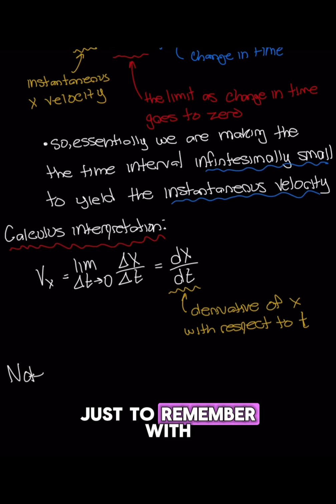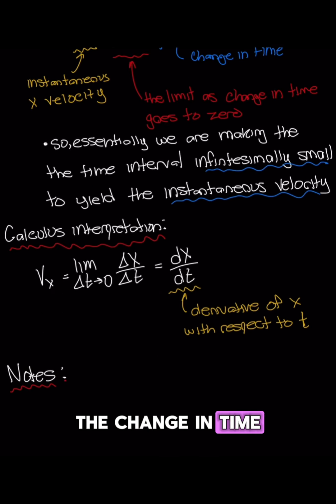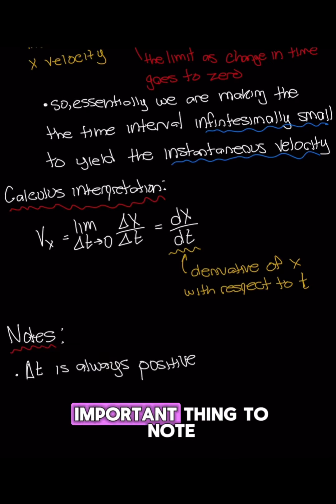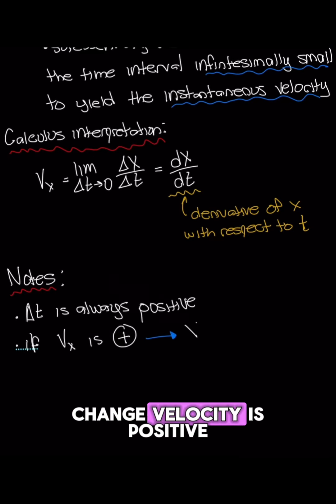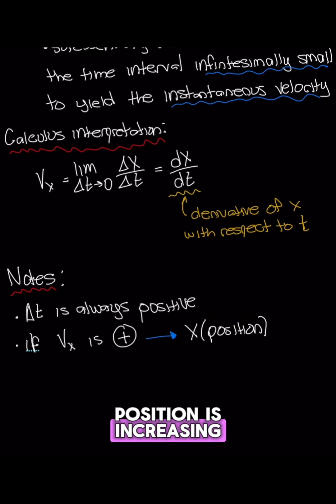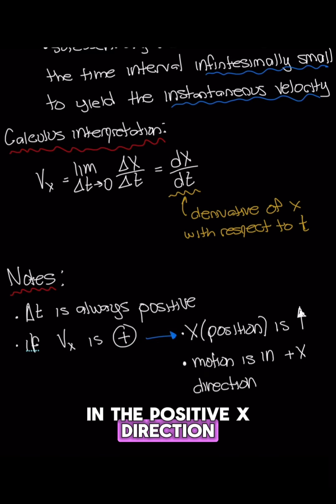Now, a couple of notes just to remember with the instantaneous velocity: the change in time is always going to be positive. So that's just one important thing to note. Also, if the instantaneous velocity is positive, this means that the position is increasing and the motion is in the positive x direction.